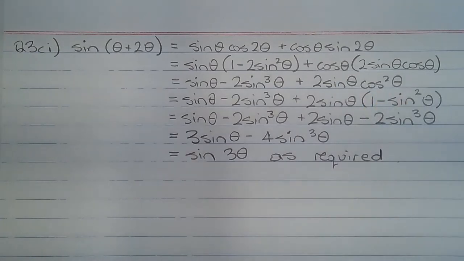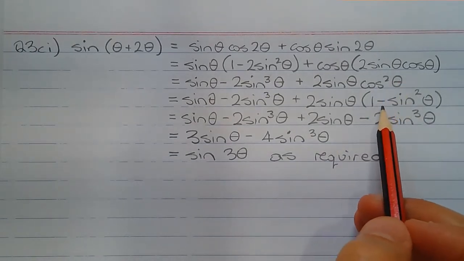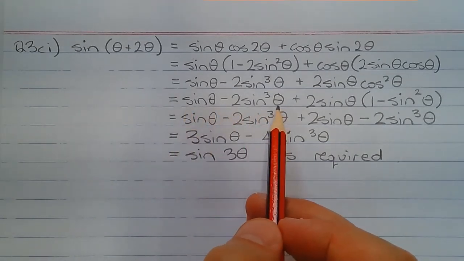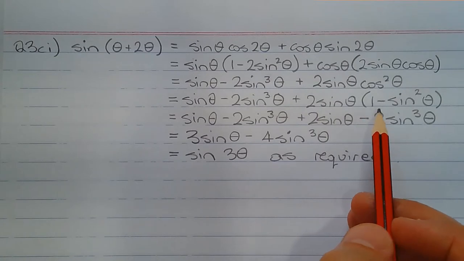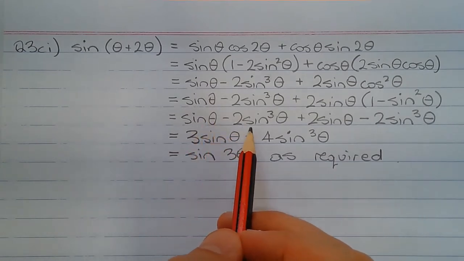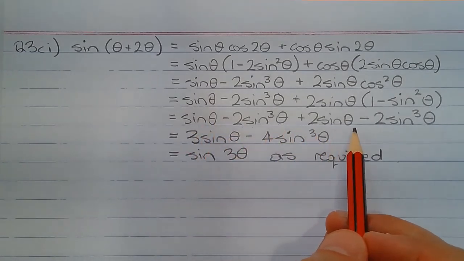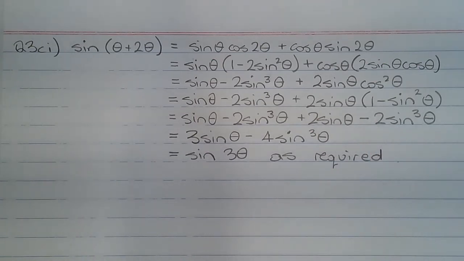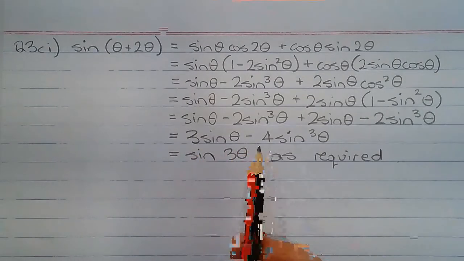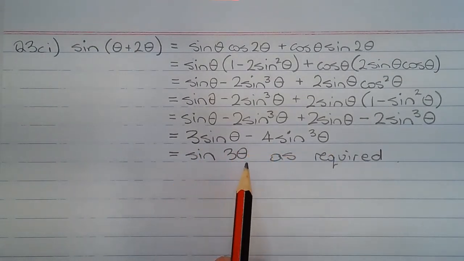cos squared theta. And cos squared theta can be expressed in terms of sine squared theta using a Pythagorean identity. So cos squared theta is equal to 1 minus sine squared theta. So we have sine theta minus 2 sine cubed theta plus 2 sine theta multiplied by 1 minus sine squared theta. And expanding the brackets here, that equals sine theta minus 2 sine cubed theta plus 2 sine theta minus 2 sine cubed theta. And collecting the like terms, that equals 3 sine theta minus 4 sine cubed theta, which equals sine 3 theta as required.